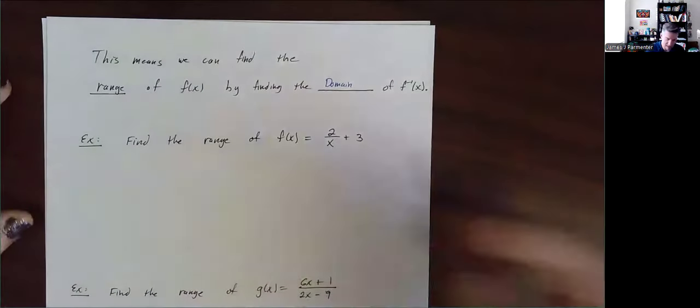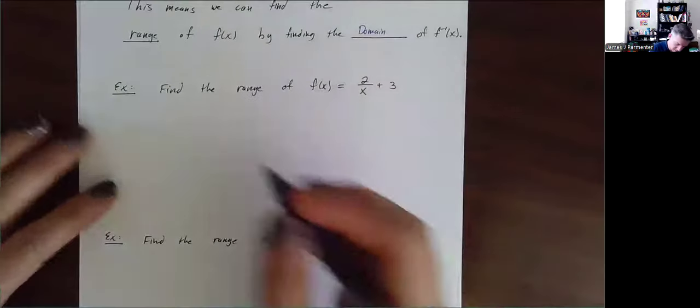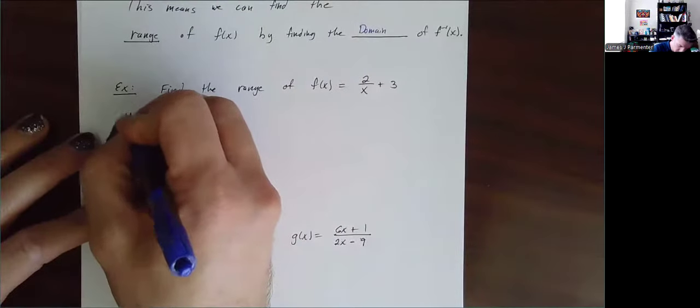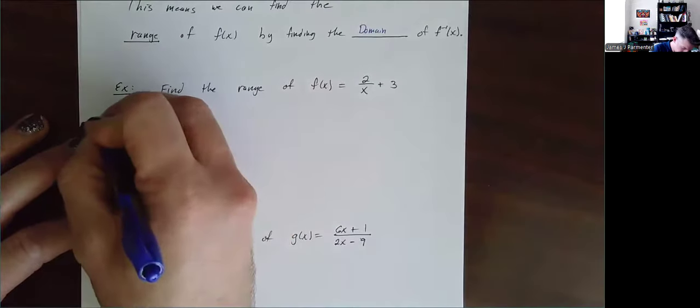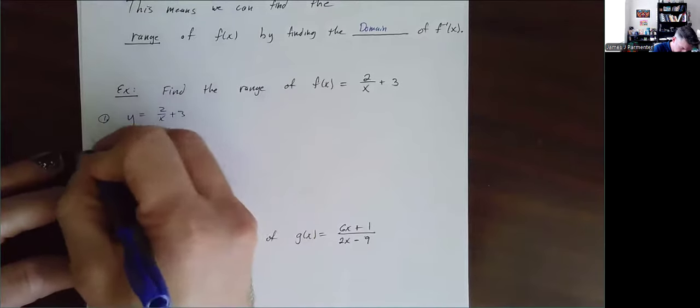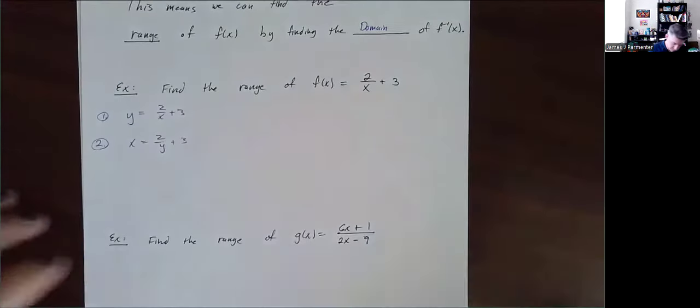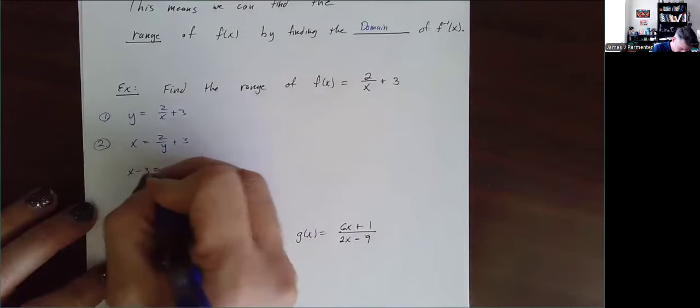So let's find the range of f of x equal to 2 over x plus 3. So let's see here. I'm going to find the inverse function. So I'm going to start with y equal to 2 over x plus 3. I'm going to interchange things. So x equals 2 over y plus 3. I'm going to solve for y. x minus 3 equals 2 over y.